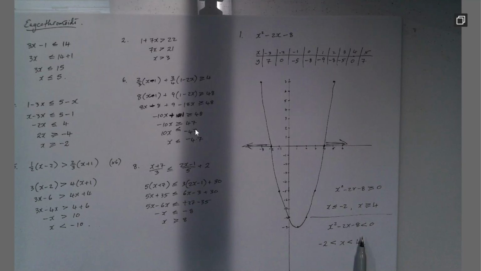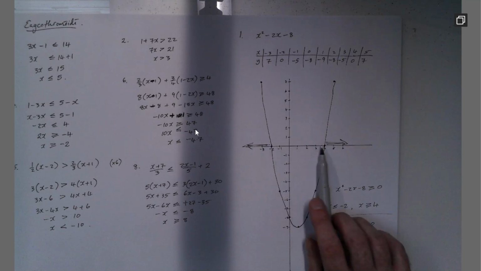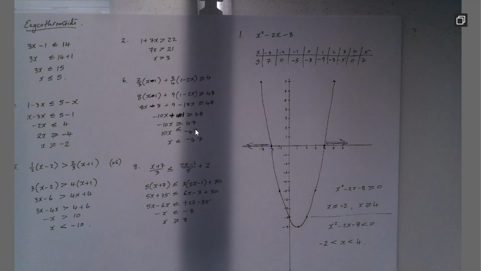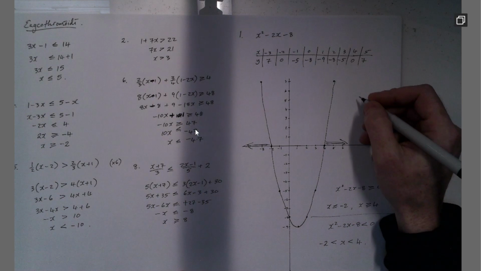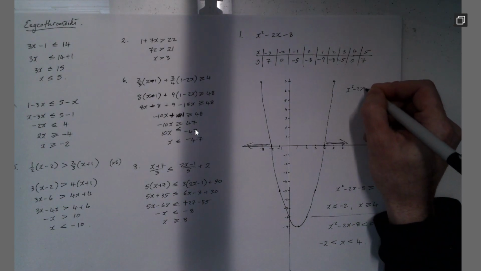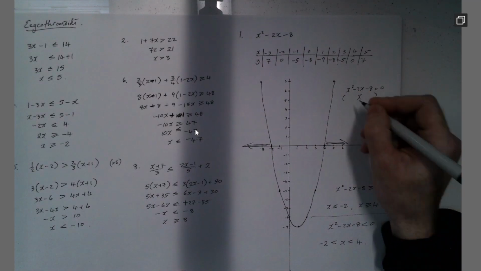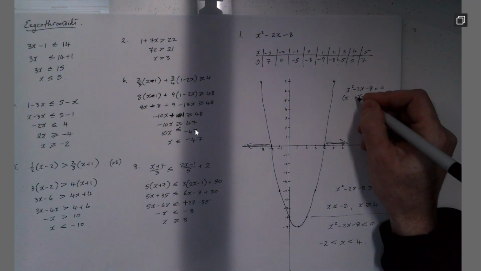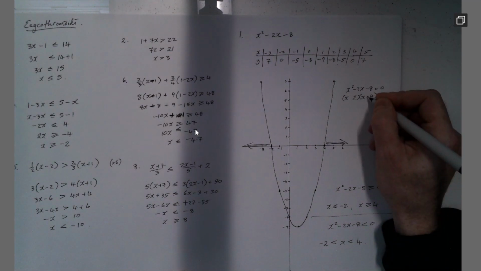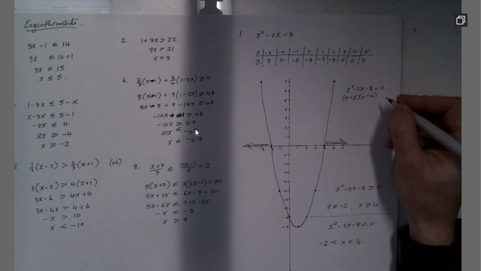Okay, so x squared minus 2x minus 8 less than 0 is between -2 and 4 because the graph is a U-shape. Now, another way without the graph: solve the inequality x squared minus 2x minus 8 greater than or equal to 0. We factorize. So it's x for x, 2 for 4, minus and plus. Okay?